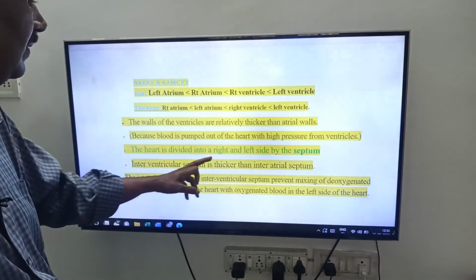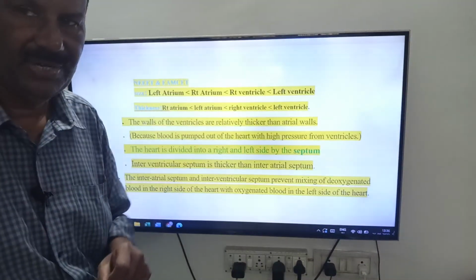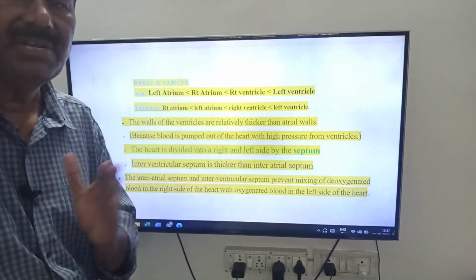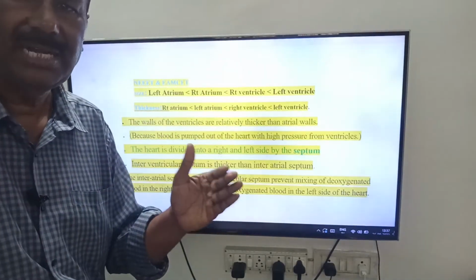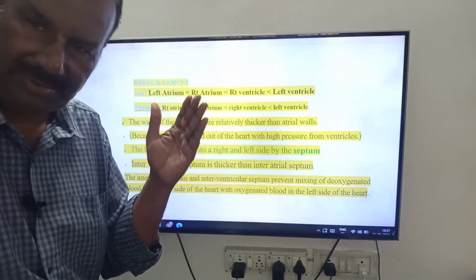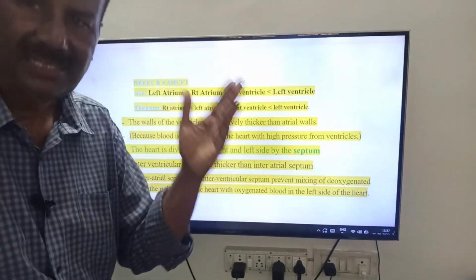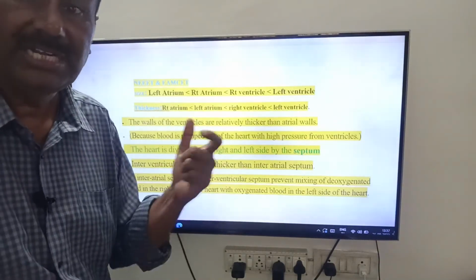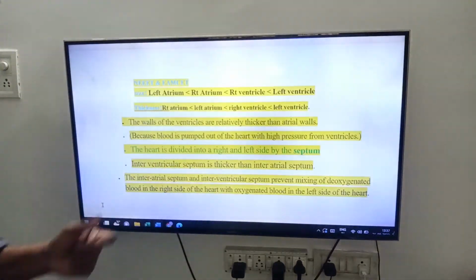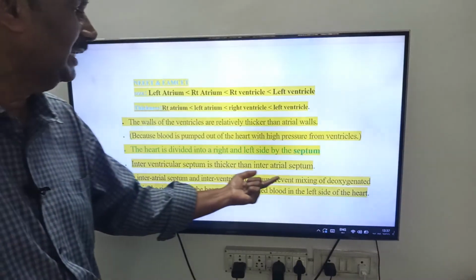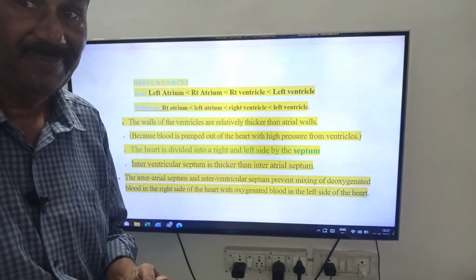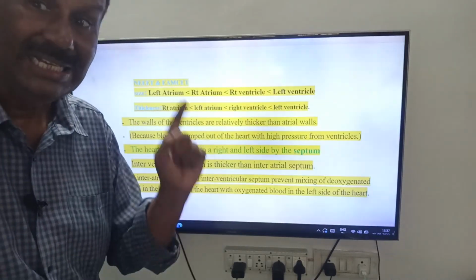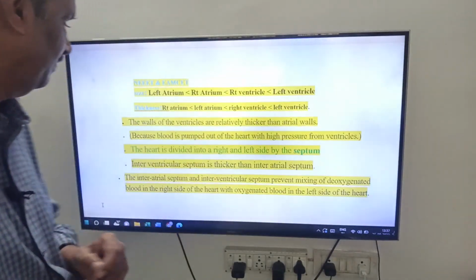The heart is divided into right and left sides by the septum. You know friends, we have the right atrium, right ventricle, left atrium, left ventricle. In between the right atrium and left atrium, there is the interatrial septum. In between the right ventricle and left ventricle, there is the interventricular septum, friends. The interventricular septum is thicker than the interatrial septum.